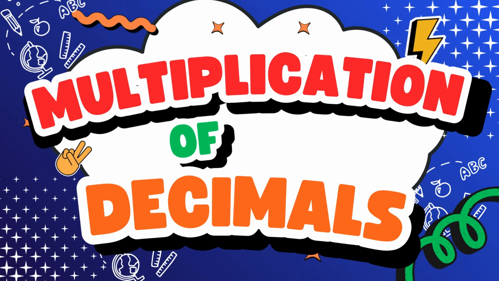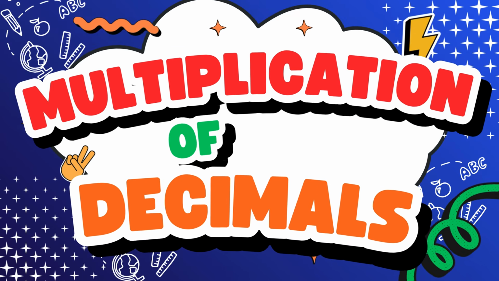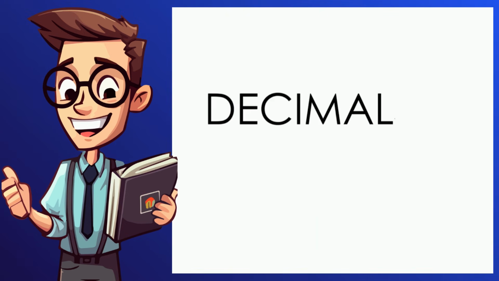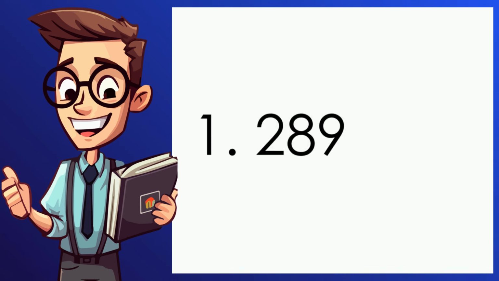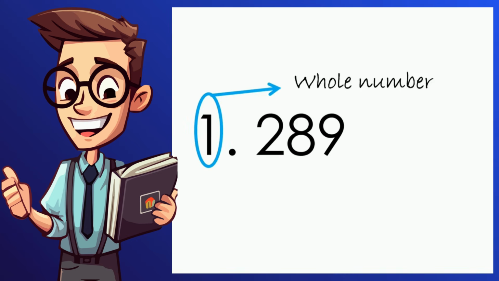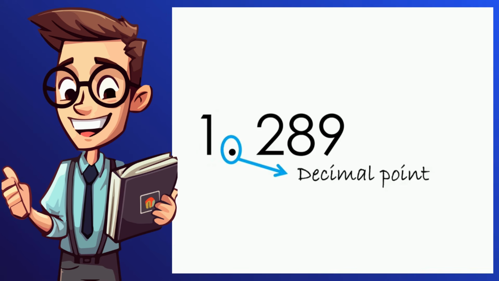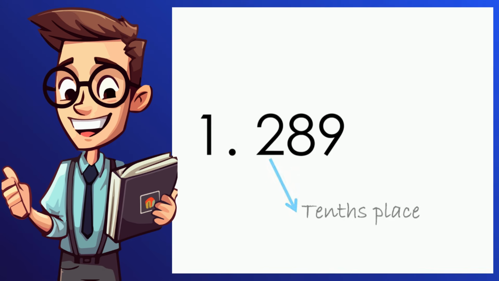Hi, in this video I will teach you how to multiply decimals. A decimal is a fraction whose denominator is a power of 10 and whose numerator is expressed by figures to the right of a decimal point. Here's an example. This part is a whole number, and this part is what we call the decimal point. Right after that are already decimals. We call these the tens place, the hundreds place, the thousands place, and so on and so forth.